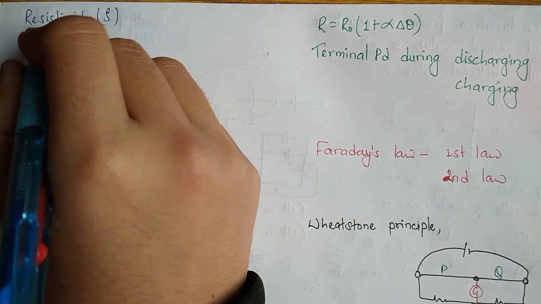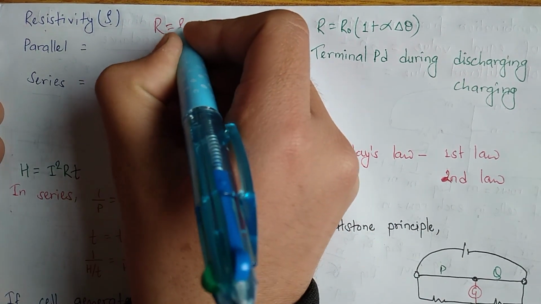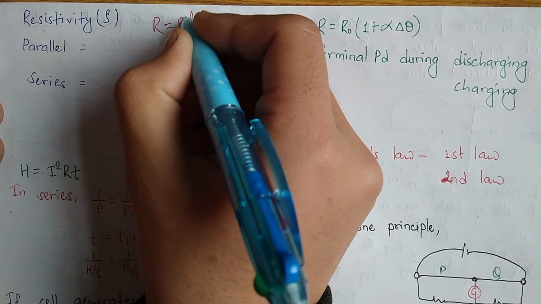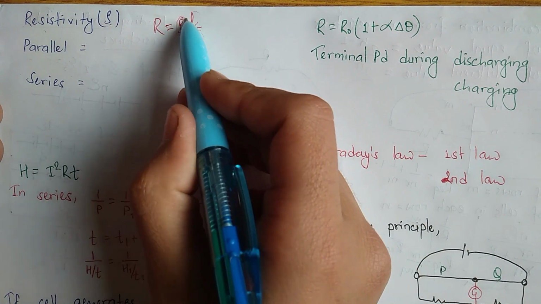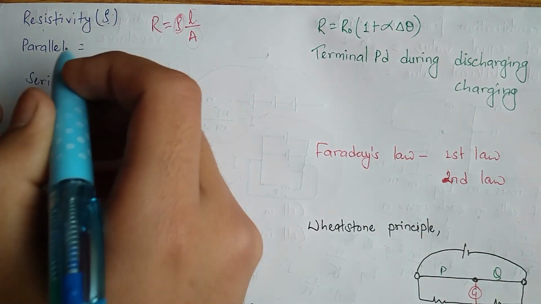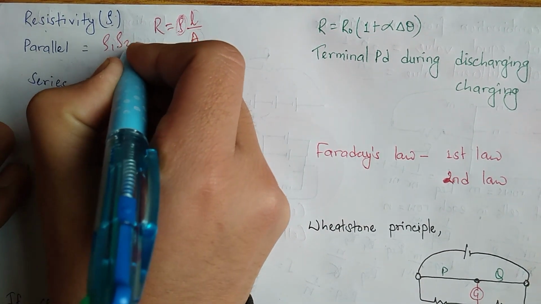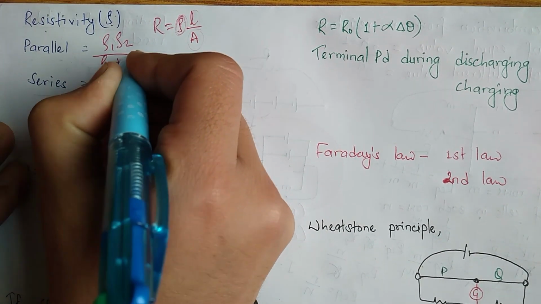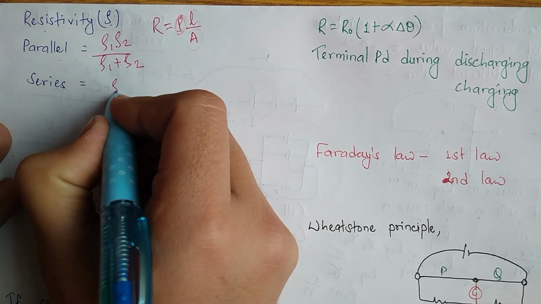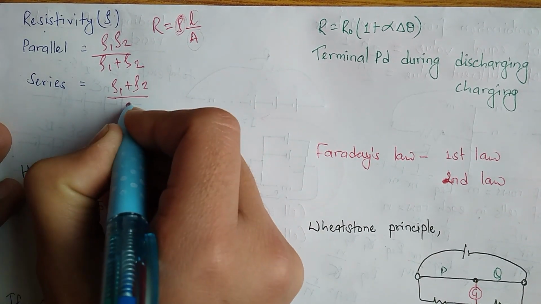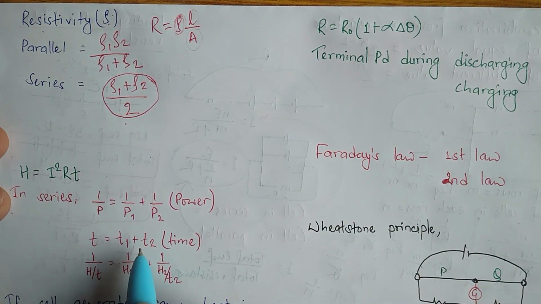So let's continue with resistivity. Resistivity is the reciprocal of conductivity. R is equal to rho L by A. This is length, resistance, area of cross section, and this is rho, meaning resistivity. Now when resistivities are connected in parallel, it will be rho 1 rho 2 by rho 1 plus rho 2. It will be same like resistance, but when it is connected in series, it will be rho 1 plus rho 2 by 2. This is quite different, divided by 2.